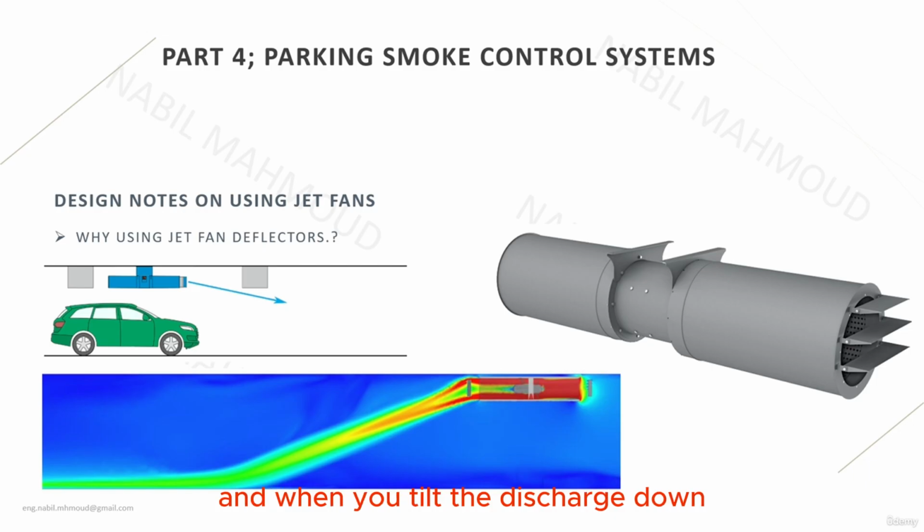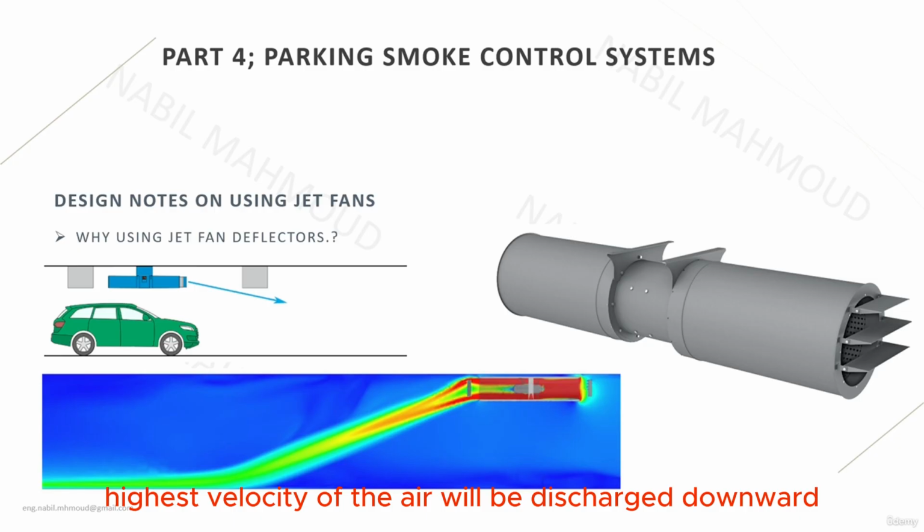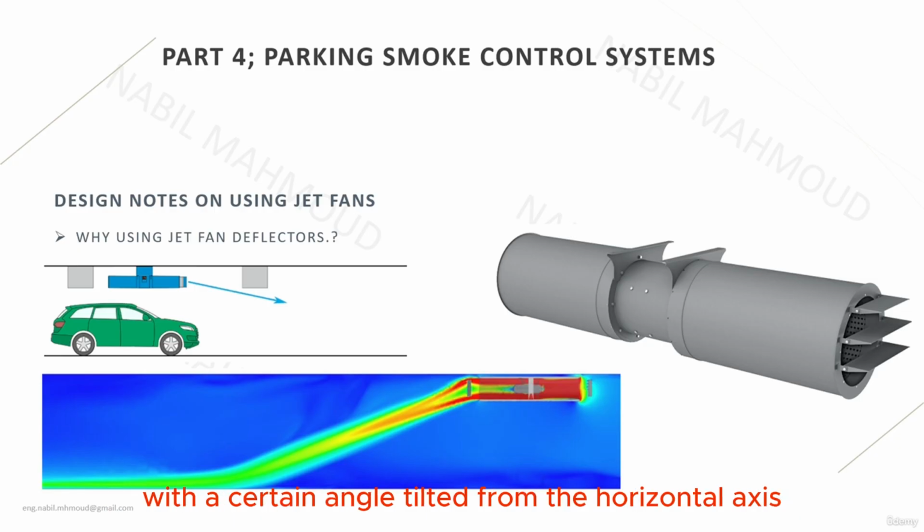And when you tilt the discharge down, you can overcome the losses that are caused by the beam, because the main primary jet is not hitting the beam anymore. However, it's tilted a little bit down. So this means that the highest velocity of the air will be discharged downward at a certain angle tilted from the horizontal axis, and this can be shown on the figure on the bottom side of the screen. We can see the red indicating the high velocity regions, and the green indicates the extension of the primary jet from the fan, which is tilted downward.